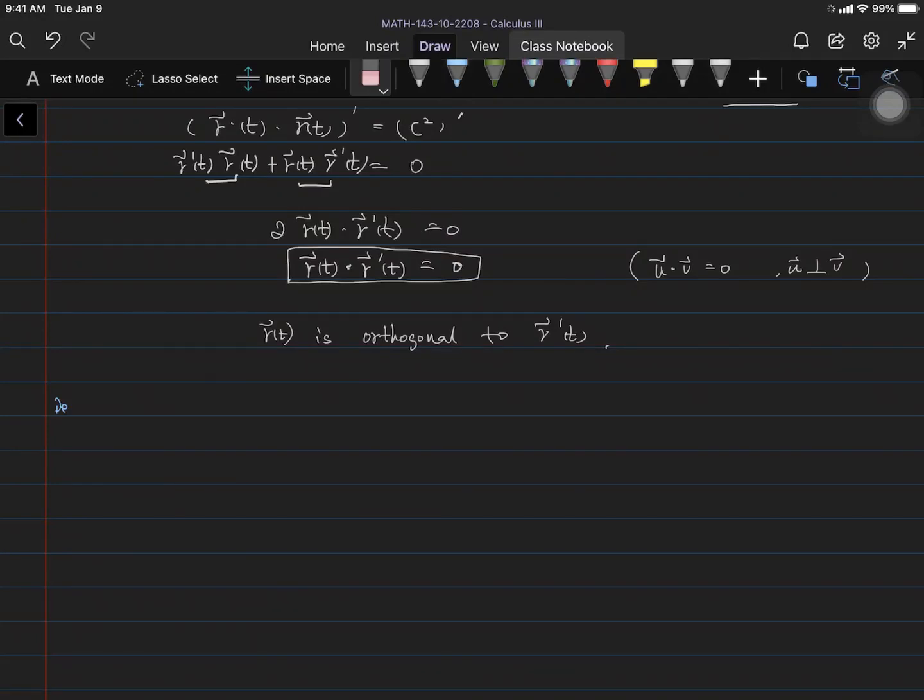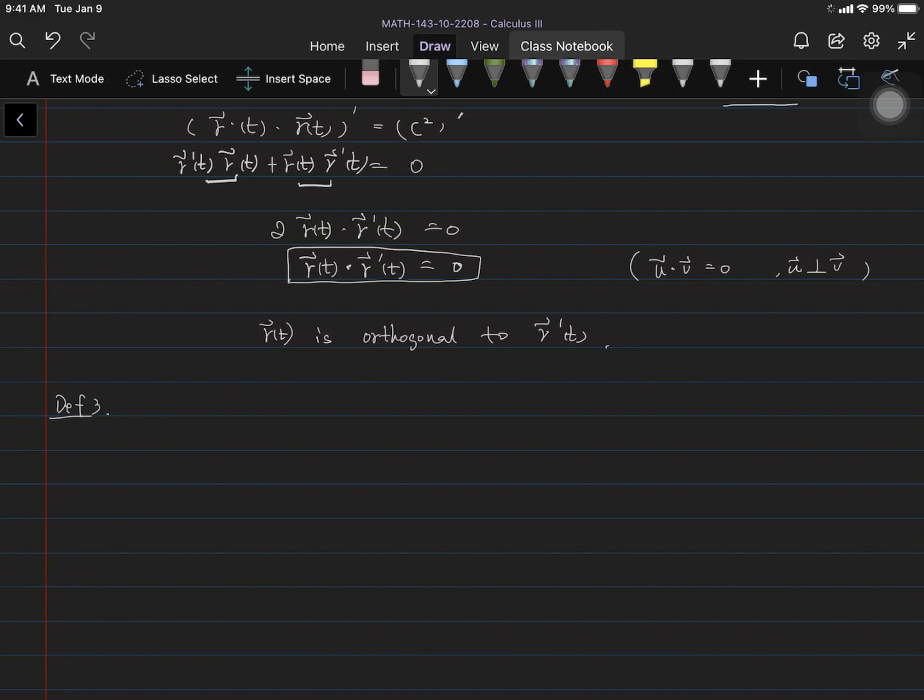Hello, now we are going to study the second part of section 13.2, and this section is all about derivative and integral. The second part is integral. So let's take a look at definition 3.